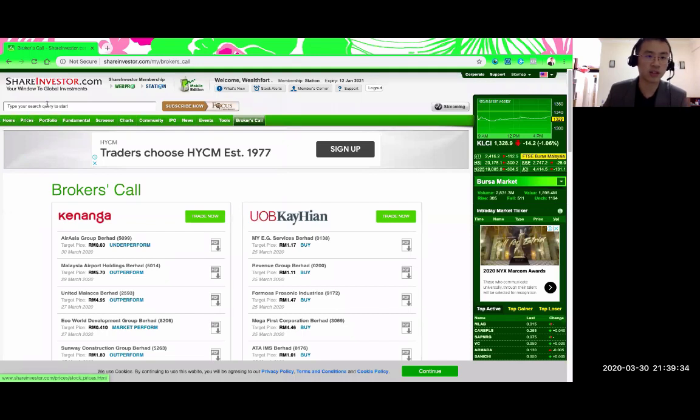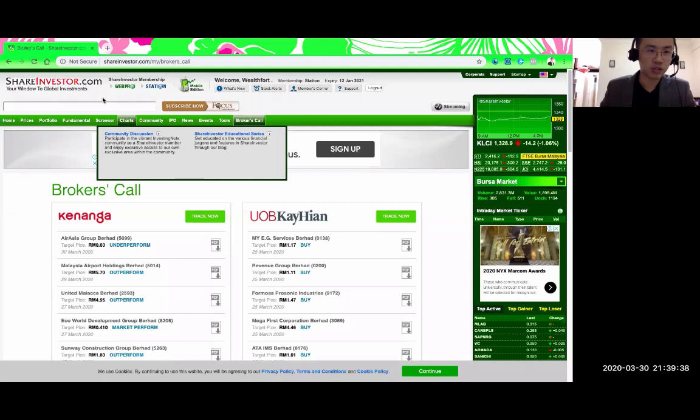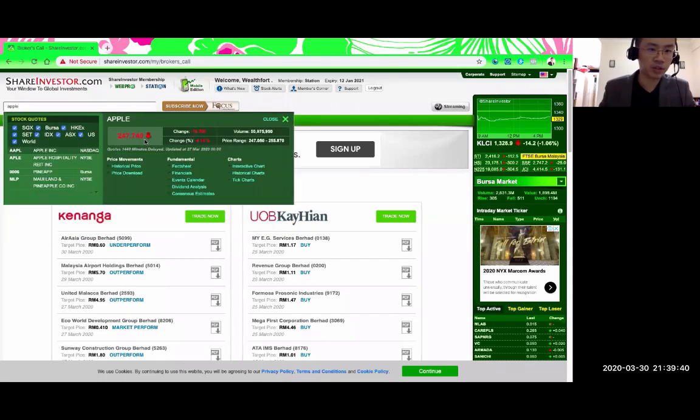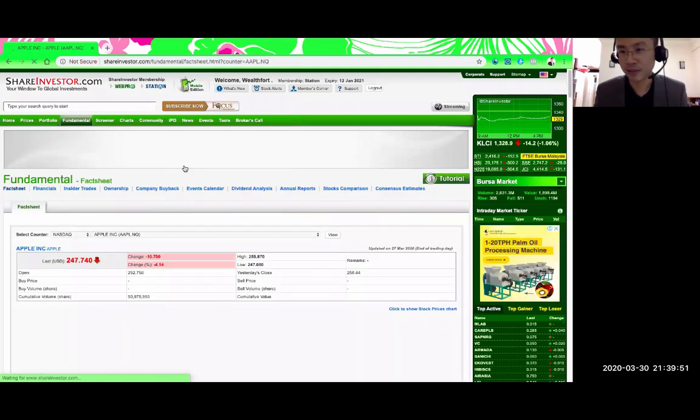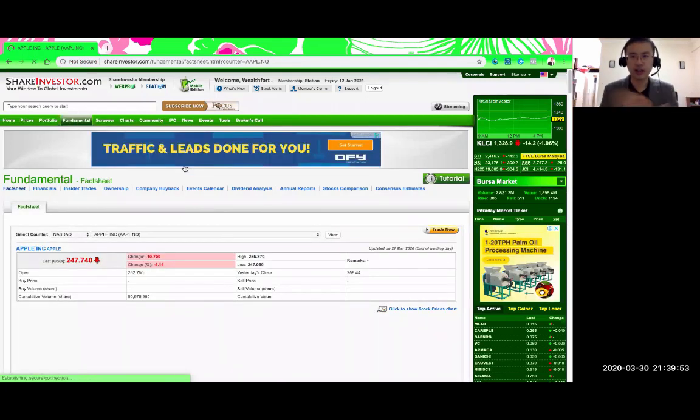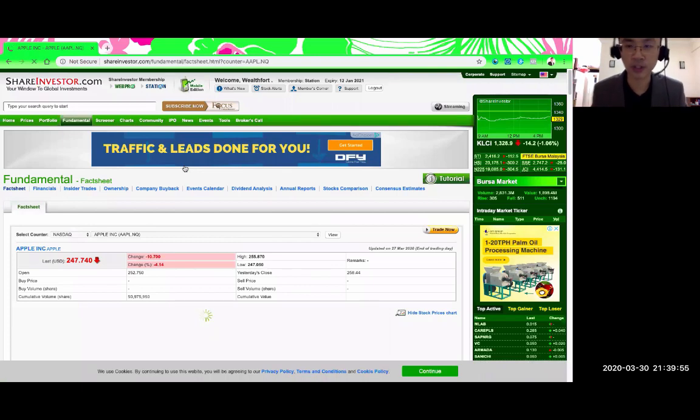Of course, this time I show you that you can find information beyond the Malaysian market. So let's say you want to find Apple. Let me just show you briefly Apple. So you can find Apple fact sheets. Of course, you can also find Thai stocks, but I guess many of us don't trade Thailand. You can trade Thailand, Indonesia. You can find all this information here.